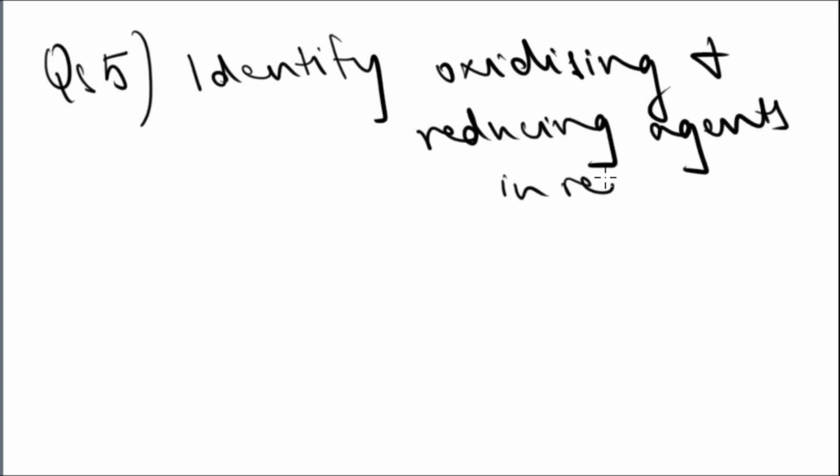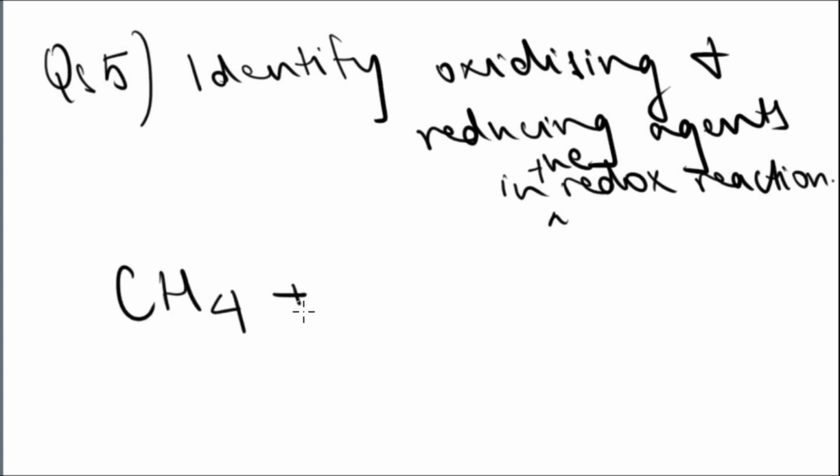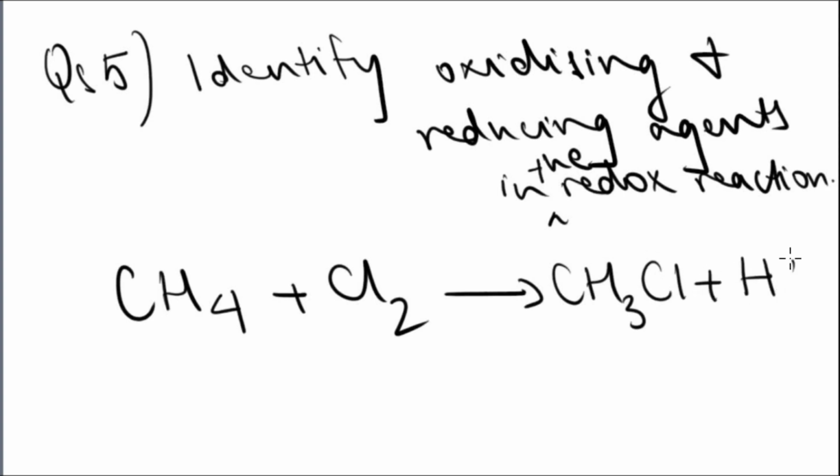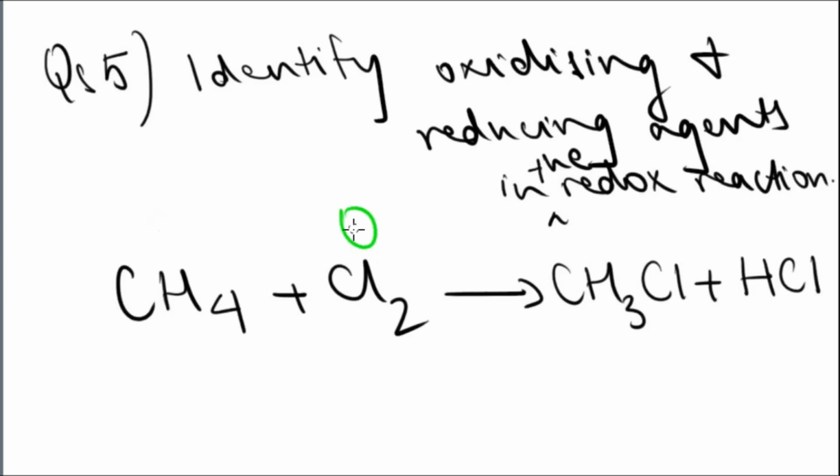Question number 5, identify the reducing and the oxidizing agents in the following redox reaction. Obviously, first you have to find the oxidation states to see which one has been oxidized and which one has been reduced. It is methane with chlorine, giving chloromethane and hydrochloric acid. Alright, here we can see that chlorine has gone from 0 to minus 1 in both the products.